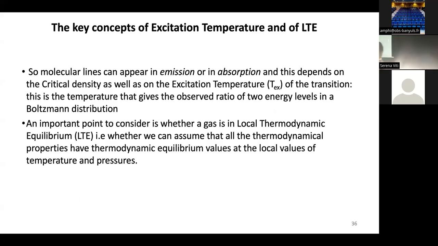And finally, one thing that, again, I will mention throughout the rest of the lecture is that it's important whether the gas is in local thermodynamical equilibrium, or LTE, or not. Because depending on whether you're in LTE or not, your method to interpret molecules must change. Okay, so again, I won't explain it here, but keep in mind the concept of LTE.